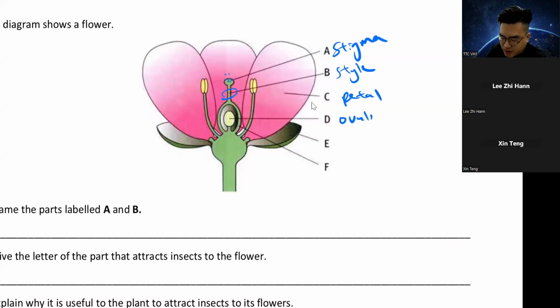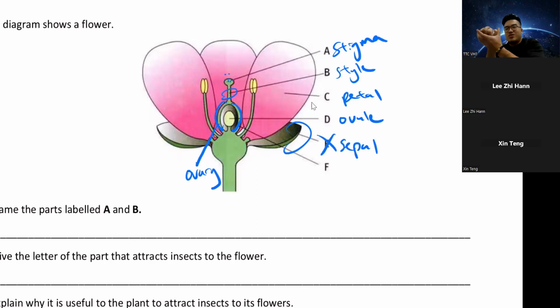D is the ovule. Okay, D is the ovule. Outside here is the ovary. E, what is this? This is called sepal. This is not important. What is this for? This is to protect the flower before it opens. You see, when the flower is closed, there will be 2 things beside it. So when it opens, this thing will go down. Sepal, and then F, they are asking for the ovary here, sorry. So that's the ovary. So ovary will make ovule.